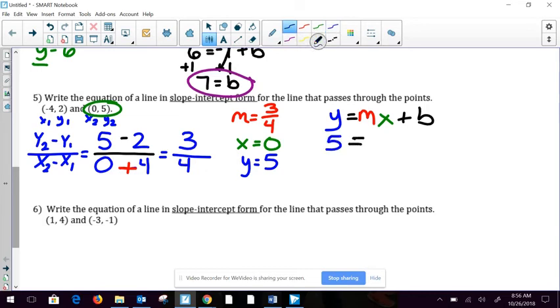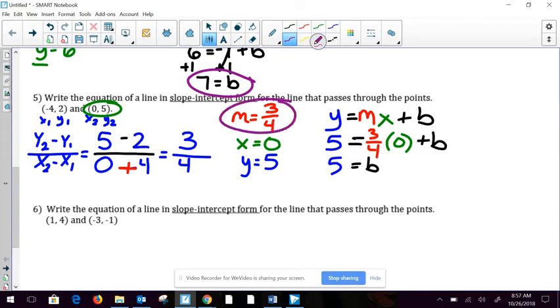That's equal to my m, which is 3 over 4, times my x, which is 0, and I still have my plus b. I really like the way this one turns out, because what is 3 over 4 times 0? Exactly, it's nothing, it's just 0. So I end up with 5 is equal to b. So when I put this number back in, I now have a slope and I have a y-intercept, so I can put it into my equation. Y is equal to my slope of 3 over 4x, and this is a positive 5.